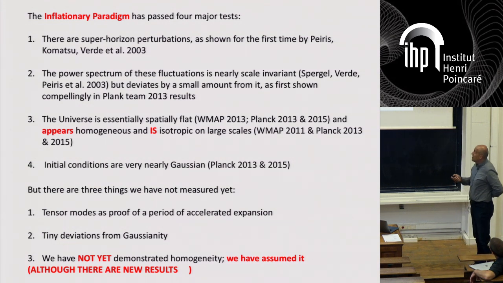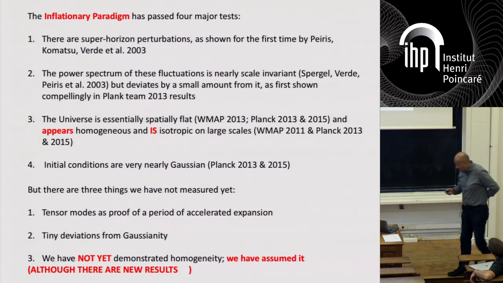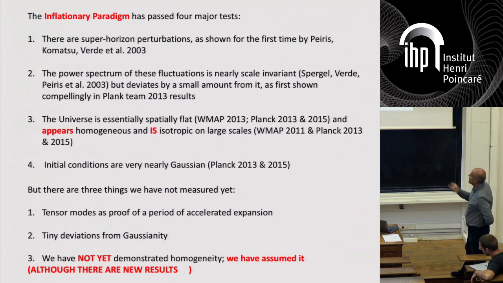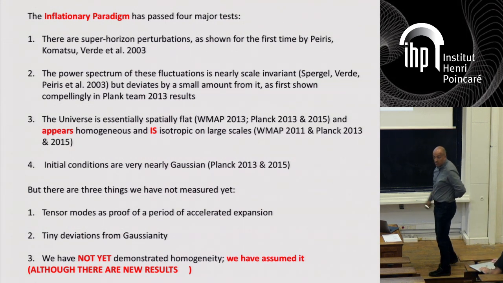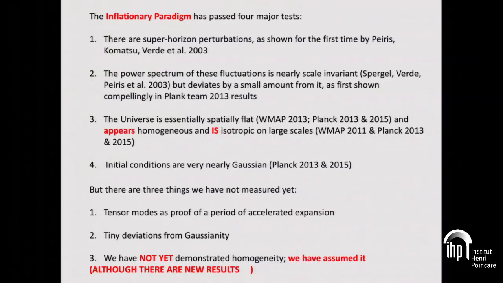I think it's worth reminding that we have a pretty good paradigm to describe the early universe. It's called inflation. This paradigm has passed 4 major tests during these past years. First, we have seen superhorizon perturbations, that's the anticorrelation of the T and E. We know that the power spectrum of these fluctuations is nearly scale invariant, but not quite, and it deviates exactly as we were expecting from extremely simple models of inflation.